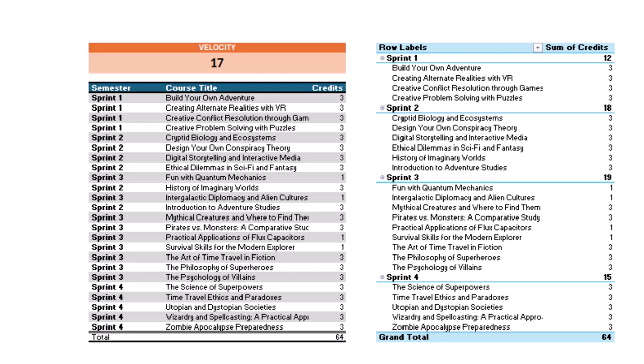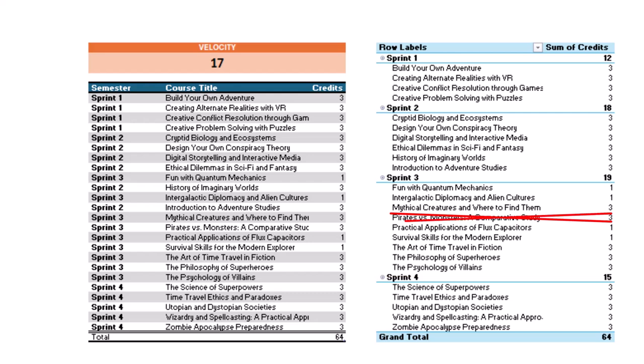Moving on to Sprint 3, the goal here is to take on 17 credits, but I am still trying to get caught up, and the 2 courses I deferred from Sprint 2 are still hanging out, waiting to be completed. That just won't do, so during my backlog refinement, I again update the sprint to reflect the added work for Fun with Quantum Mechanics and Intergalactic Diplomacy and Alien Cultures. And again, I am over my velocity and something has to give. However, as with any project, unexpected changes can occur. In my case, Sprint 3 ended up going slightly off track again.